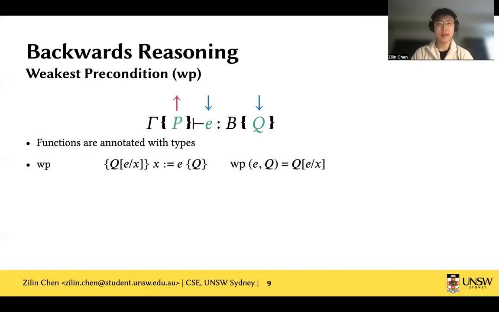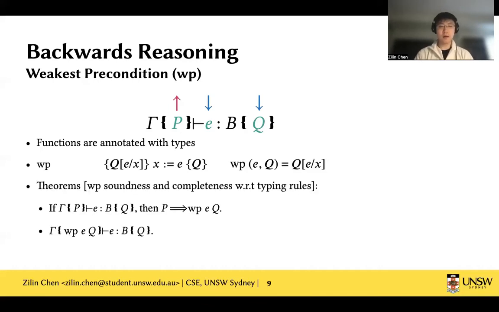In Hoare Logic, the WP definition for an assignment statement is very straightforward, just as a substitution. Since our language is a purely functional language, we can think of any expression, E, as an assignment to a fresh variable X. So for any expression in our language, we can define WP in the same way as a substitution. We prove the soundness and completeness of the WP function with respect to the typing rules.